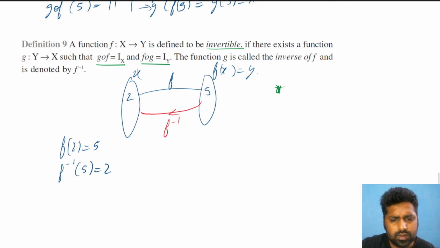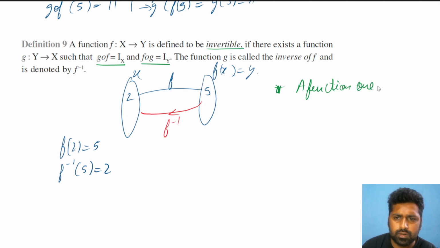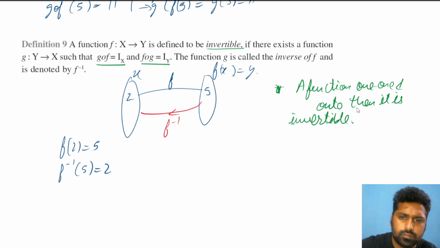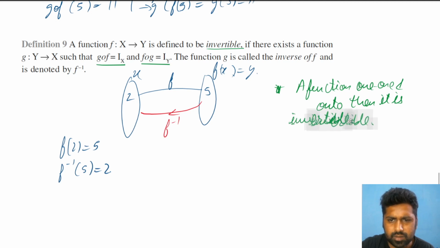All right. A simple way to say, yes, this is another definition: if a function is one-one and onto, then it is invertible. If a function is one-one and onto, we can say it's invertible. So we don't have to do anything about this. I'll teach you about this definition with the help of a question itself. Let's see a question.